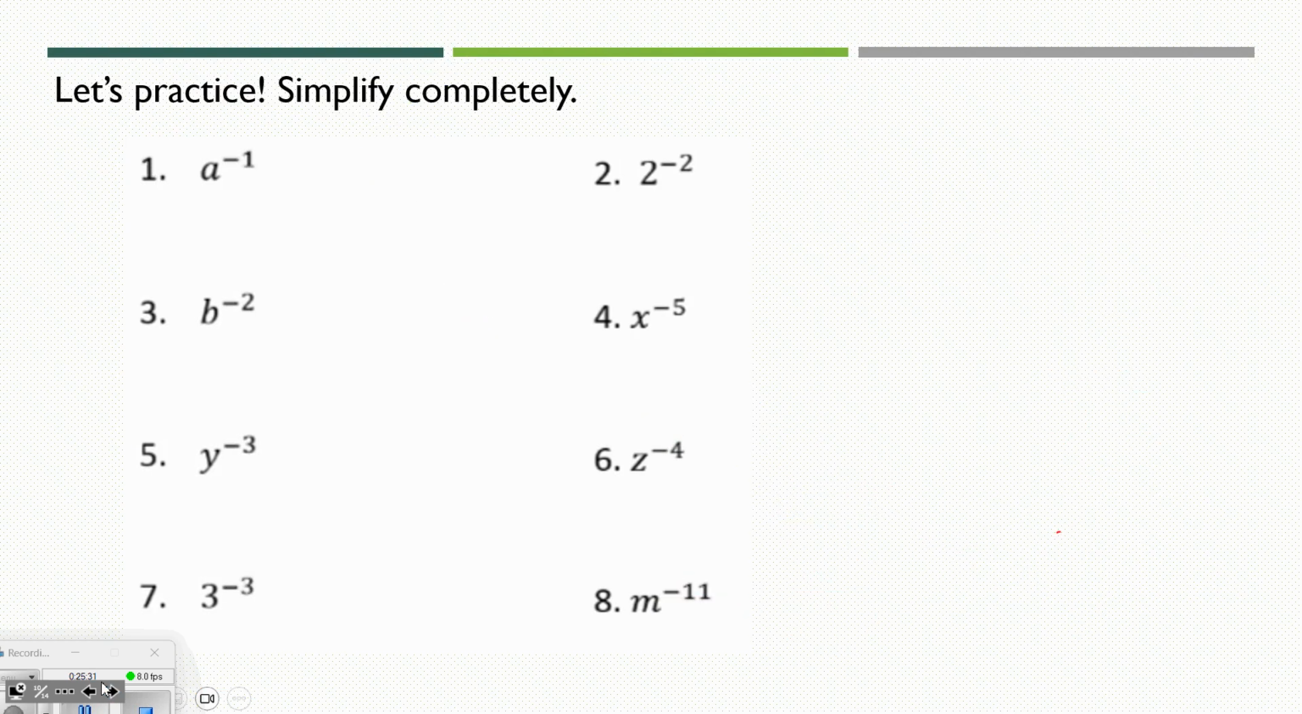All right. Here's some practice problems. We're going to start simple and then get a little bit more complicated. Pause the video, try these, and then when you unpause, we'll go over them.